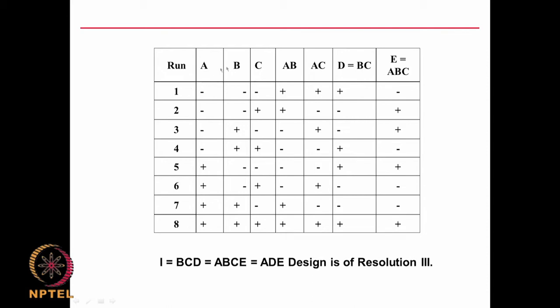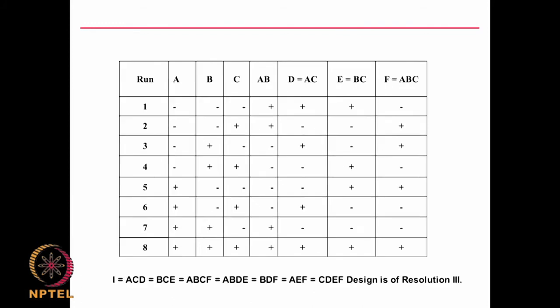So, what happened? We put E as A, B, C, but we put D as B, C. So, this is a resolution 3 design, not good, okay. So, ideally, if you want to do a 5 parameter, you must have at least a 2 power 5 minus 1 type of experiment, that means 16 experiments, okay. Same thing here. So, suppose I want to have more variables, say D, E, F, and I want to do only 8 experiments, okay. This is a resolution 3 design. As you can see, D is equal to AB, E is equal to AC, F is equal to BC, okay.